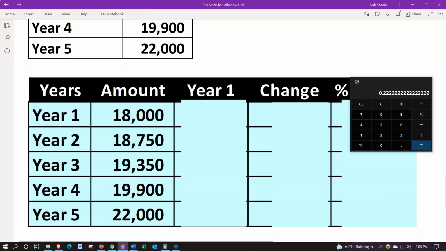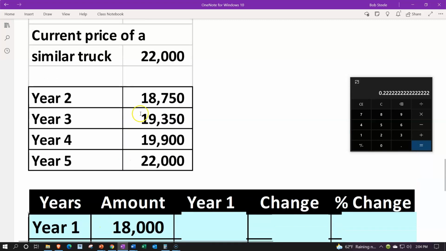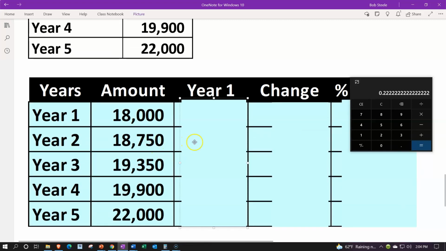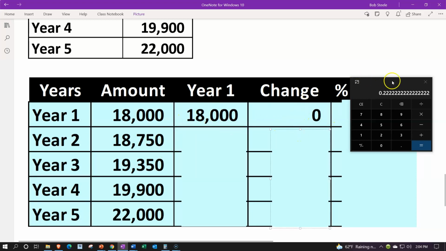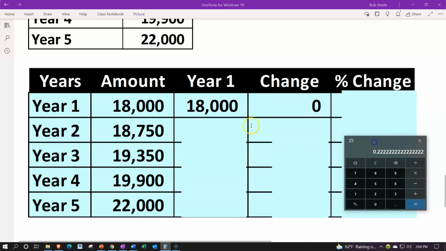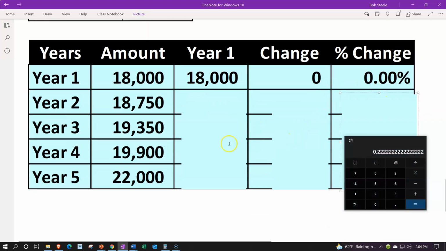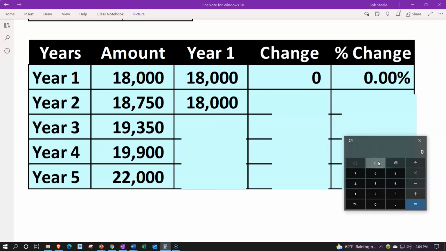So we'll use the same data. We've got years 1 through 5. We've got the 18,000 to the 22,000 in terms of the price of the car. If we take year 1, then compare year 1 to year 1, obviously there's no change in year 1, and there's no percentage change in year 1. If we take then year 2, it went up to 18,750. So once again, we've got our comparison: the 18,750 minus the base year of 18,000 is going to give us our 750 change.